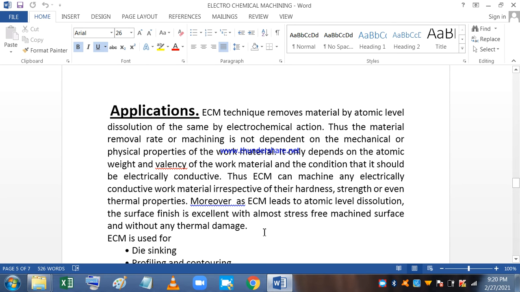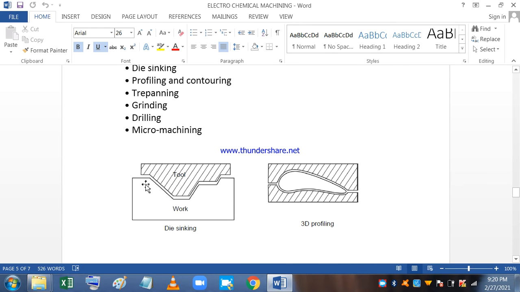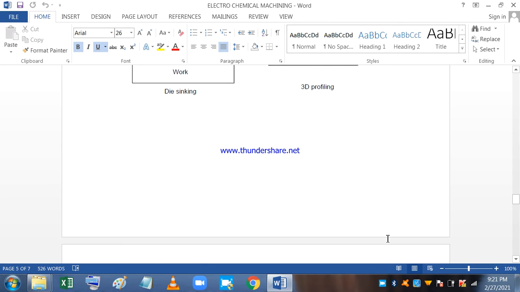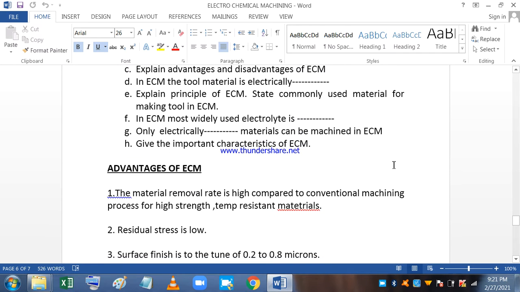ECM is used for die sinking, profiling and contouring, trepanning, grinding, drilling and micro machining. Here one can see that the workpiece is formed in the same manner as the tool is shaped by this process. This is a die sinking operation. Then there is 3D profiling of an aerofoil section, which can also be generated with the help of electrochemical machining. This is the picture of the hollow tool. The electrolyte comes and is forced out through the space between the tool and the workpiece, and the drilling operation takes place like this.